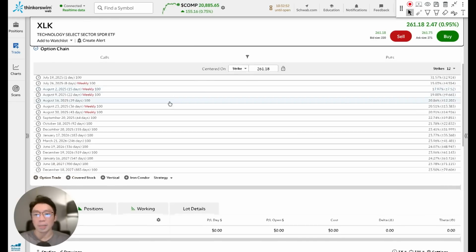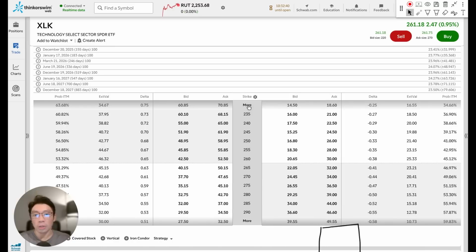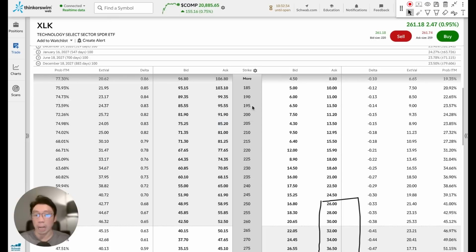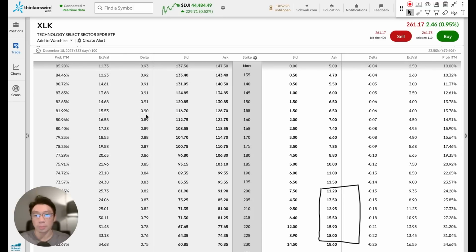Now, one thing about XLK is that the options are not as tight of a bid-ask spread compared to QQQ. So if I was to go to the same 883 days, you can see that the spread is generally wider. It's about $10 wide. So if you don't mind this, this is one alternative that you can do. And let's just say we go for the 90 delta option. It's about $126. So this will cost you about $12,000.